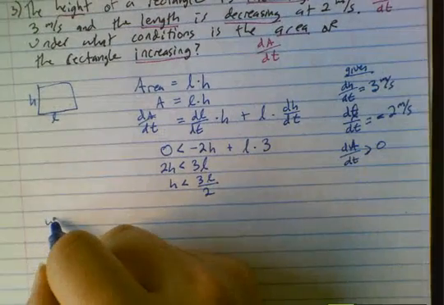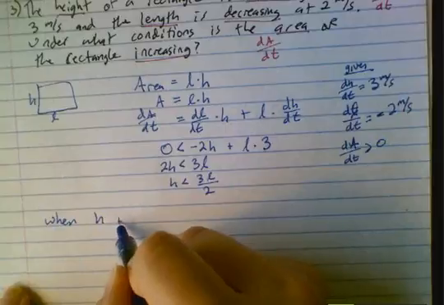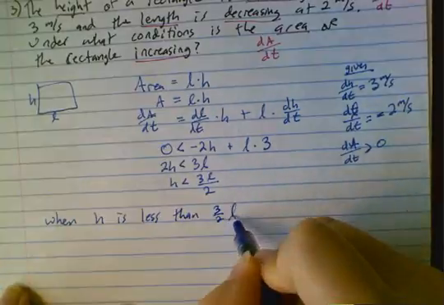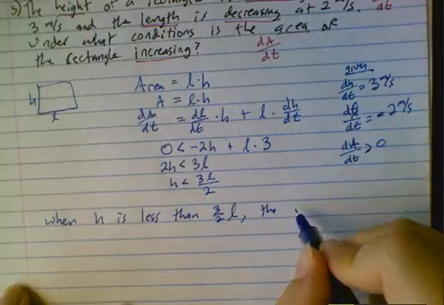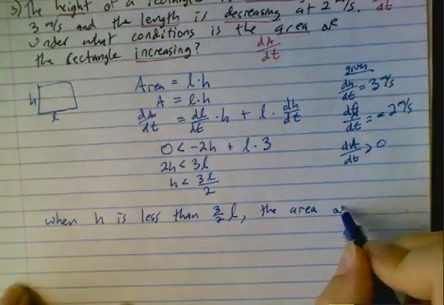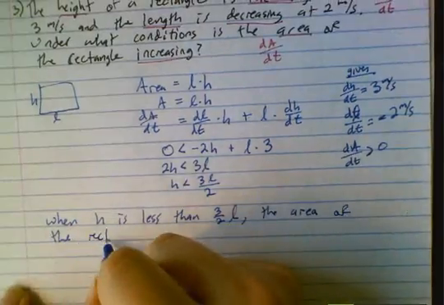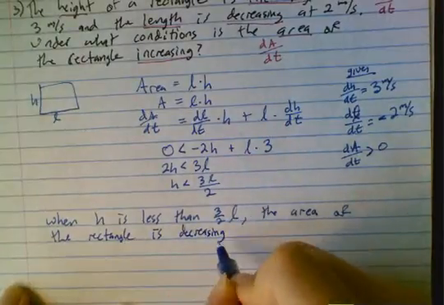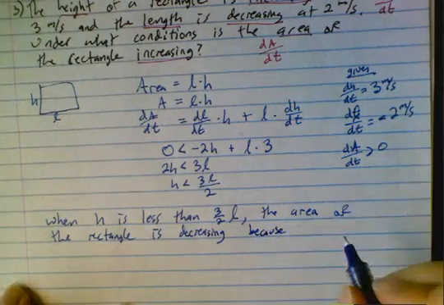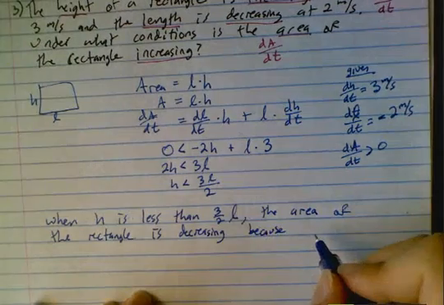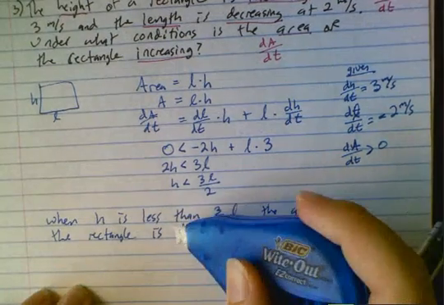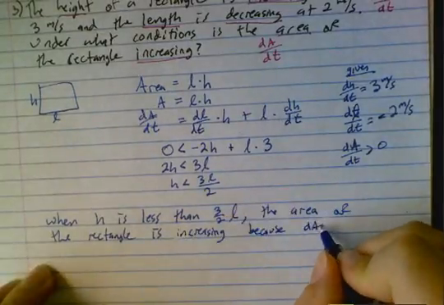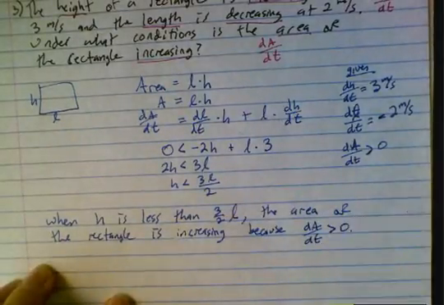So what this really means is that when h is less than 3/2 L, the area of the rectangle is increasing, because dA/dt is greater than 0.